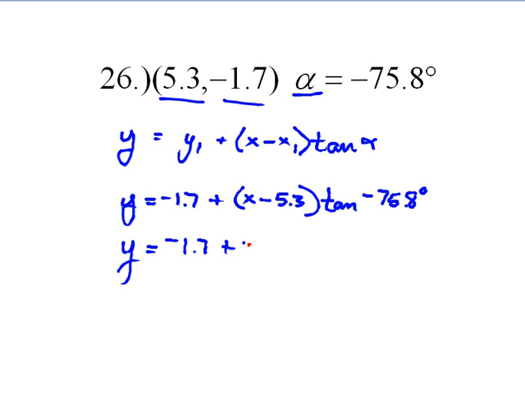X minus 5.3 becomes a negative 3.9520x plus, if you take the tangent of negative 75, you'll find on your calculators that you should get a value of 20.94.